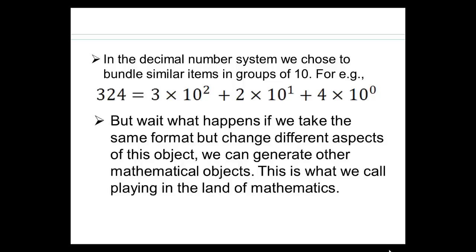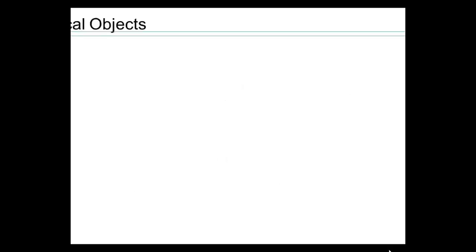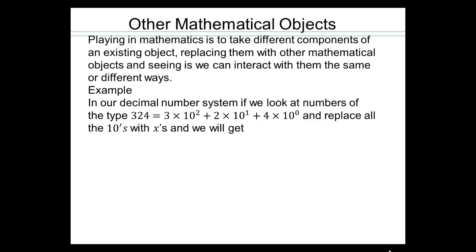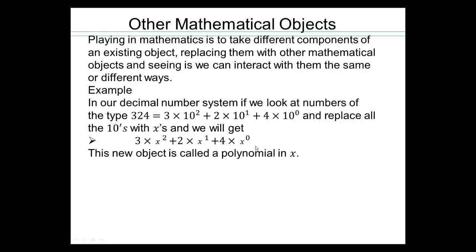So let's take a look at what that really means specifically. For example, if we look at the number 324, replace all the tens with x's, we end up with this object. So we replaced all the 10s that you see here. 10 squared is now replaced with x squared. 10 to the 1 is now x to the 1. 10 to the 0 is now x to the 0. This new object is called a polynomial in x.